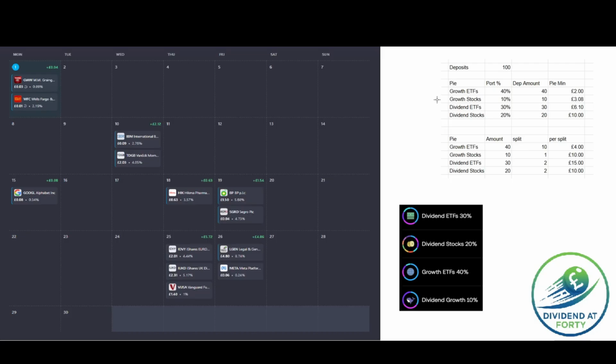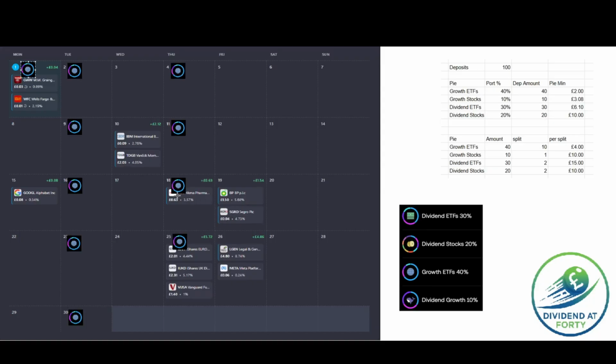So the growth ETF pie that is 40%, so £40. Now I'm going to try and split that between 10 different investments at £4 a pop. So what I'm going to try and do with that one is go for all of the Tuesdays and Thursdays in the month. There's no real logic behind that other than trying to avoid Mondays and Fridays. So I'm going to pop that in and see where we get to.